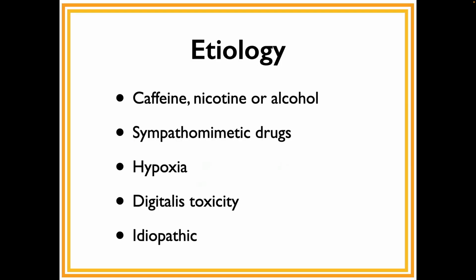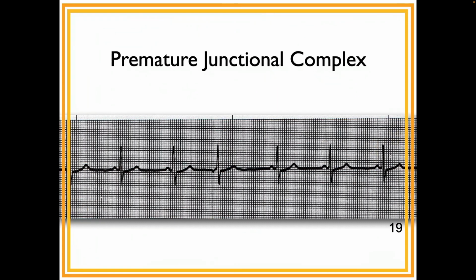I'll just let you look at this slide. Okay, so let's look at some examples. So in this case, this one is not terribly premature, but it does come in a little bit premature. And you can see it's a premature beat. It comes in early. How do we know it's a PJC? Well, it's got an inverted P wave. Okay.